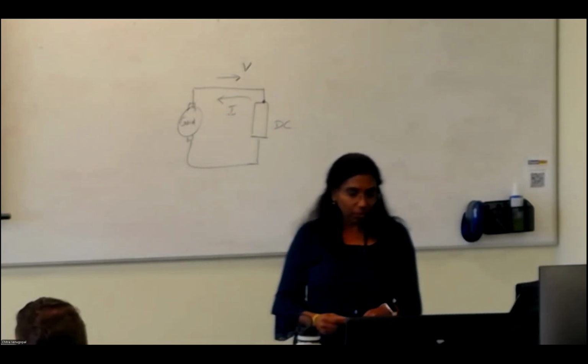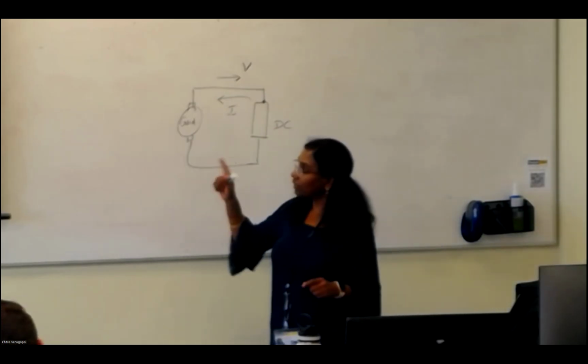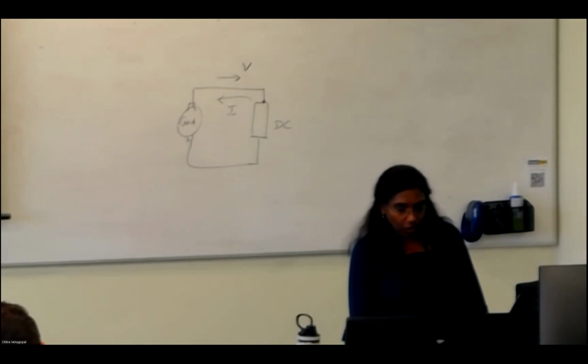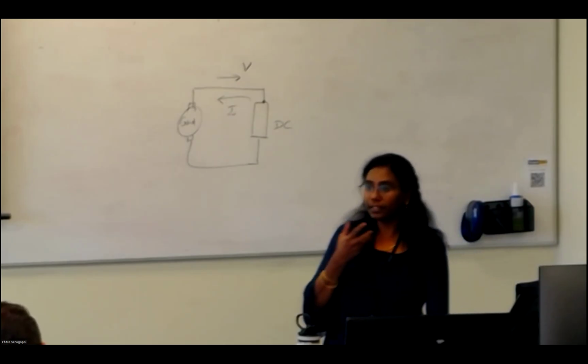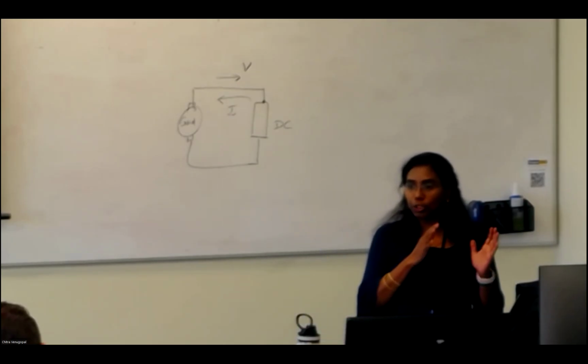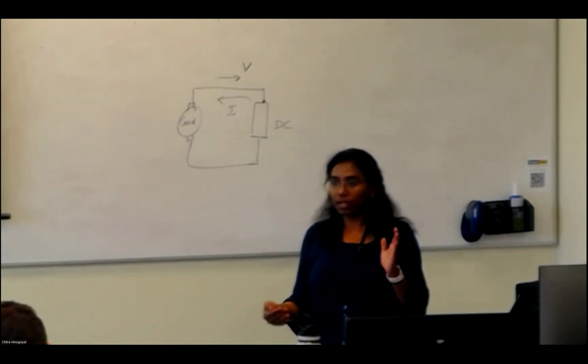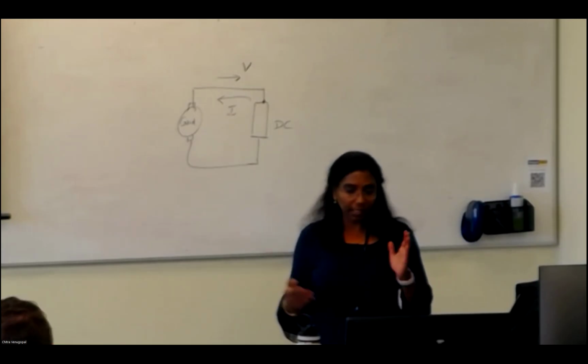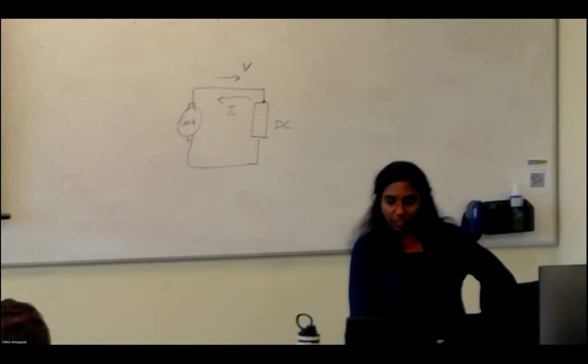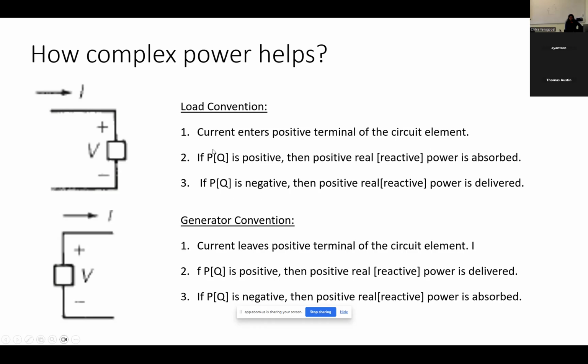You can see here, load convention. The load is supposed to absorb power from the grid, so the current should be entering the load. If the current enters the positive terminal of the circuit, then the real power is positive, and reactive power is also positive. If P or Q is negative, then real power or active power is delivered.